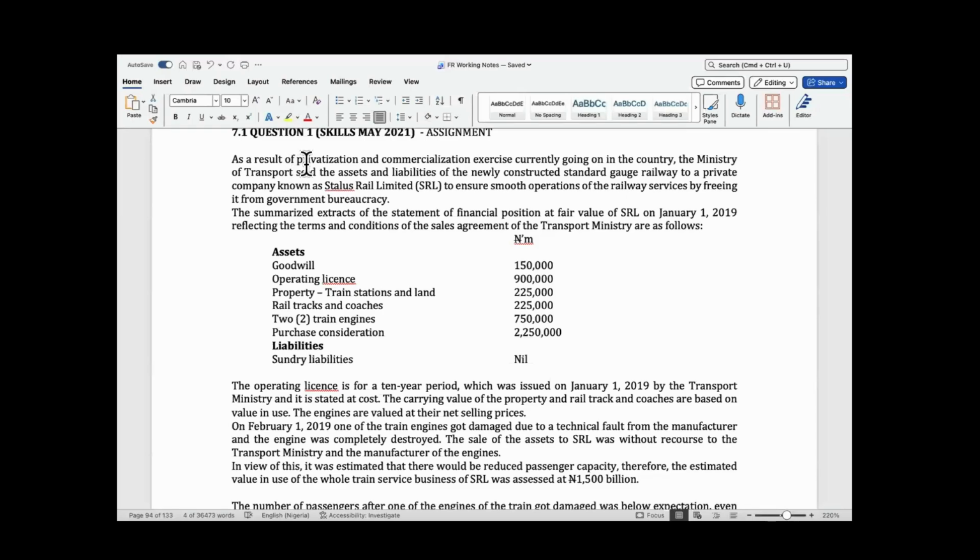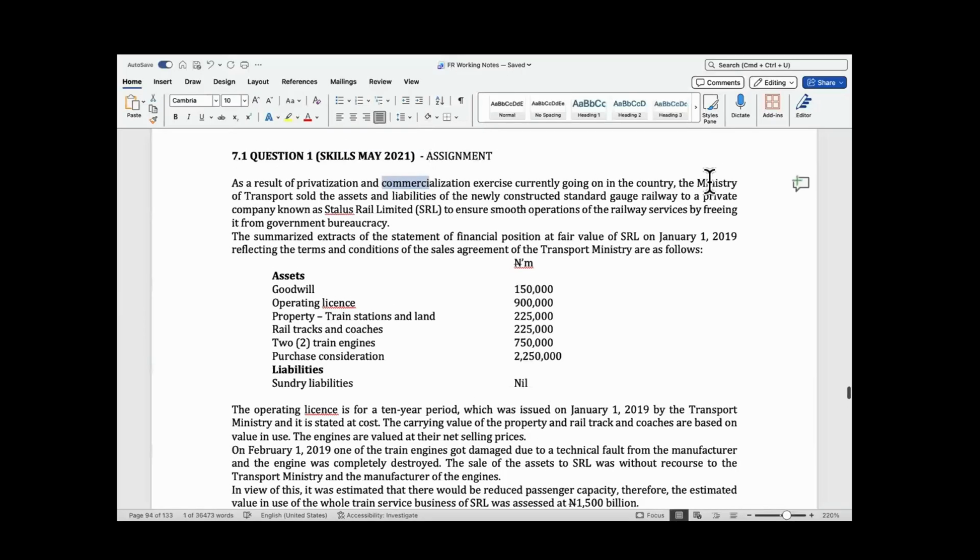Because the government is trying to privatize and commercialize some sectors in the country, the Ministry of Transport sold the assets and liabilities of a newly constructed standard gauge railway to a private company known as Stalos to ensure smooth operation of the railway. So the government sold a railway station to this company, Stalos.